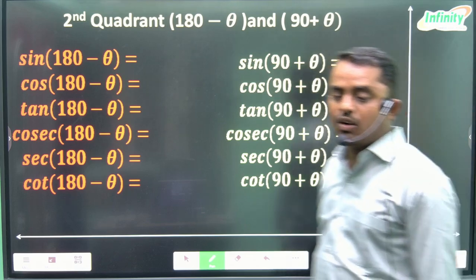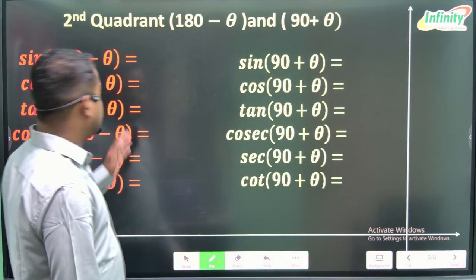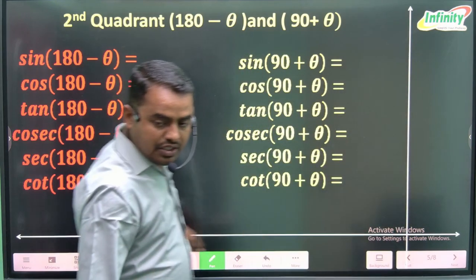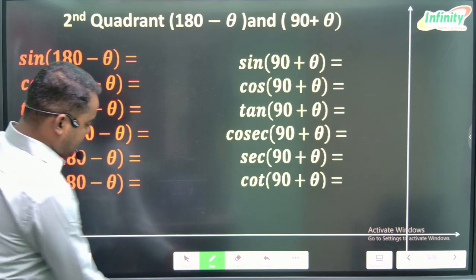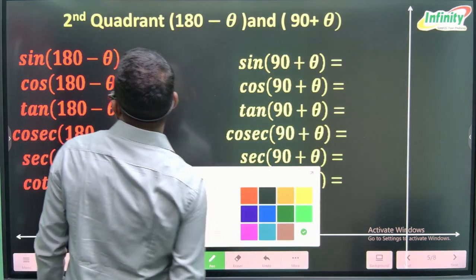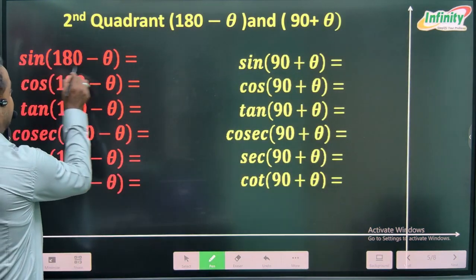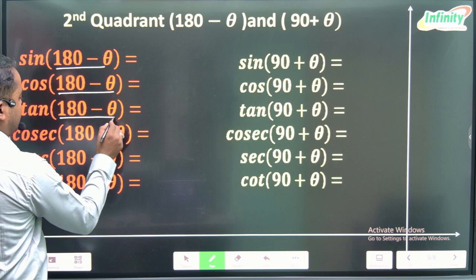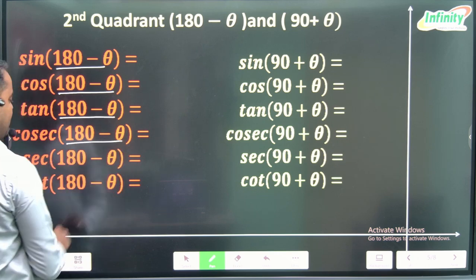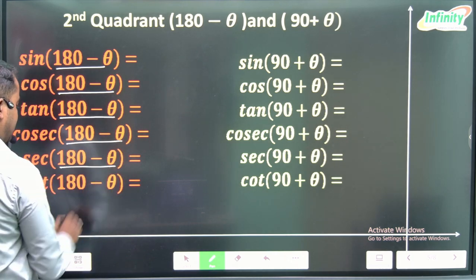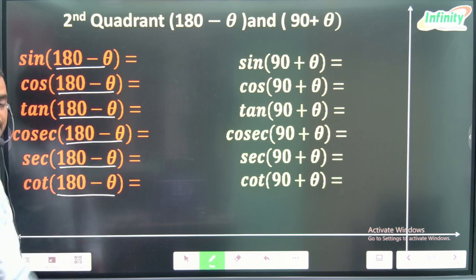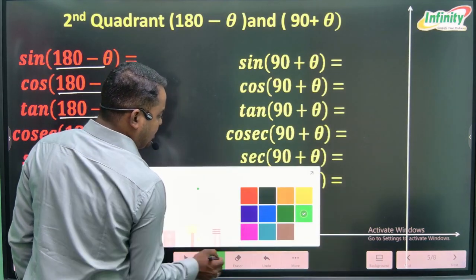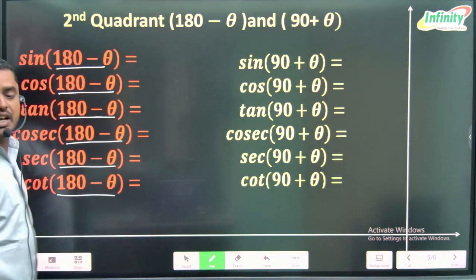Next, for the second quadrant, see the lines here. This part represents the second quadrant. This is a vertical line, and this is the horizontal line I have drawn here. Sine 180 minus theta, cos 180 minus theta, tan 180 minus theta, cosec 180 minus theta, sec 180 minus theta, cot 180 minus theta. So here in the second quadrant, only two functions are positive.